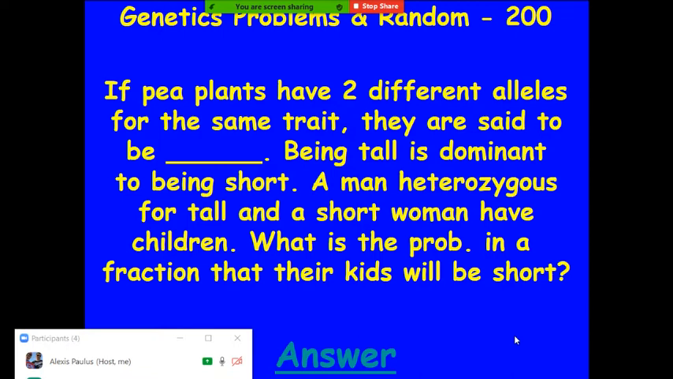You will have to do a one trait cross problem. You're going to have a blood type problem. You will have a codominance problem, and you will have an incomplete dominance problem. I don't think that there is a two trait cross problem on this test. There certainly is not a sex-linked trait problem on this test.